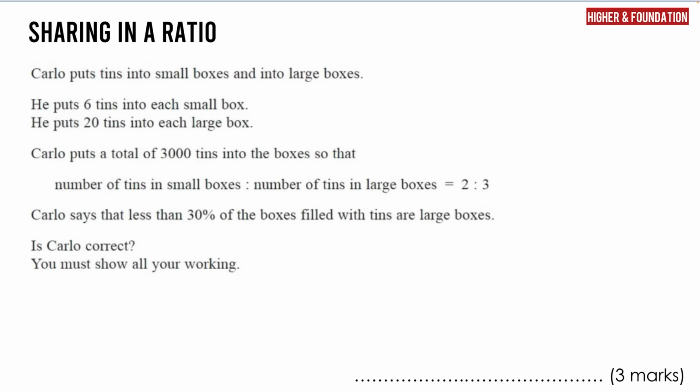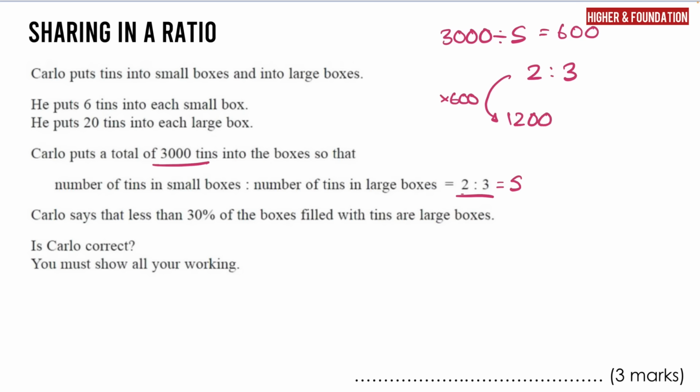It then wants us to have a look at the percentage that are large boxes, and we can deal with that in a moment. But here we have 3,000 tins, and this is the ratio it tells us that they're going in. So regardless of what the question's asking us about, we want to split this into the ratio. So 3,000 divided by 5, again we can do this on the calculator, is 600, and then we can share that straight in the ratio 2 to 3, timesing each by 600, and that gives us 1,200 and 1,800. Now that is the number of tins in small boxes to the number of tins in large boxes.